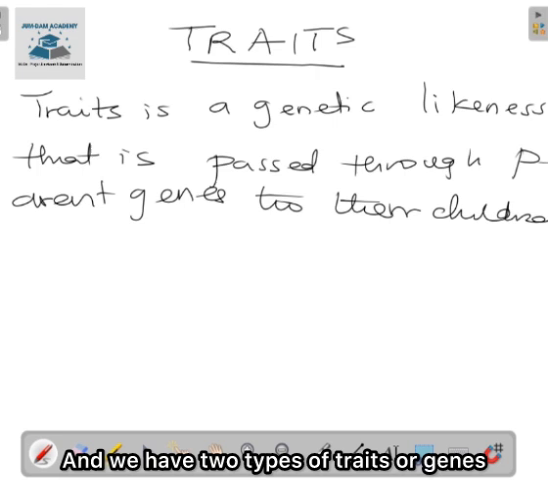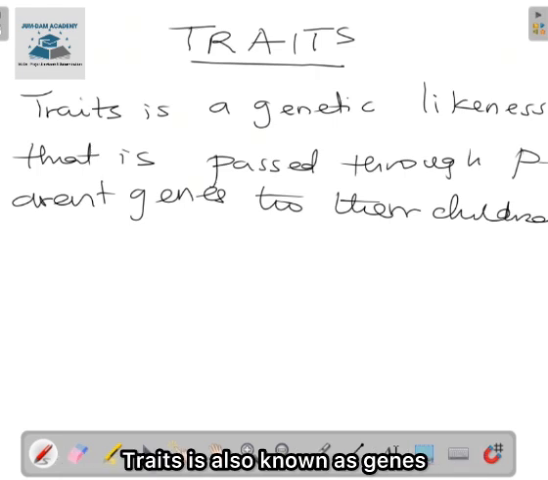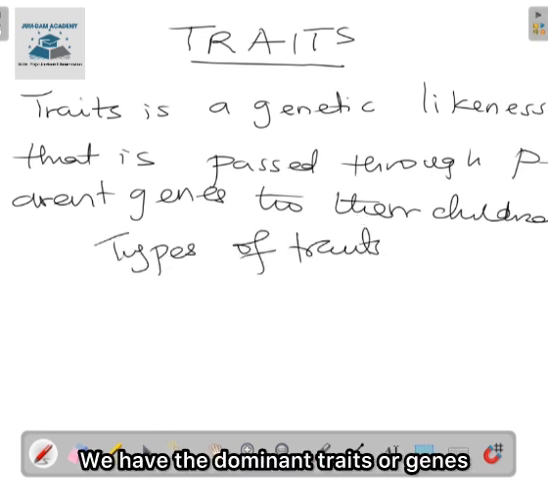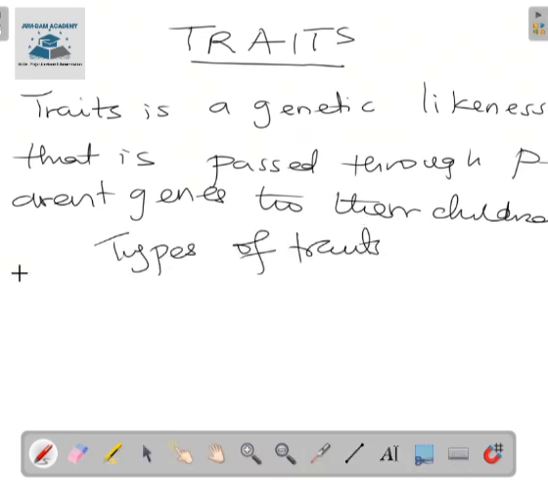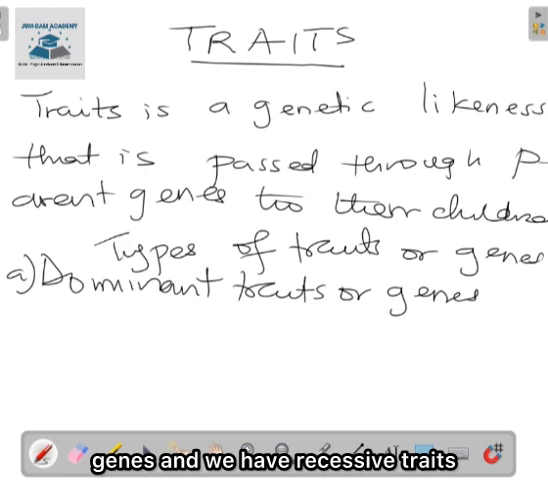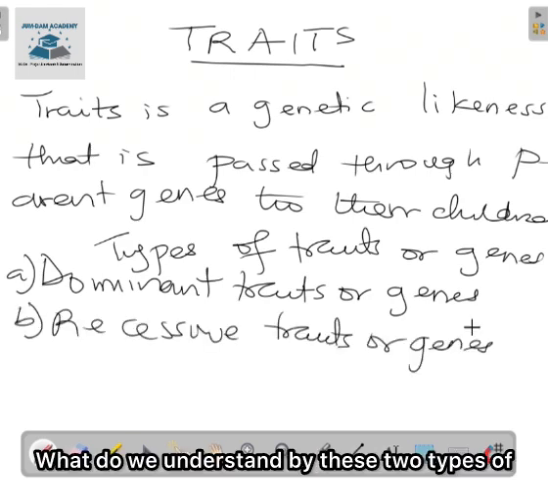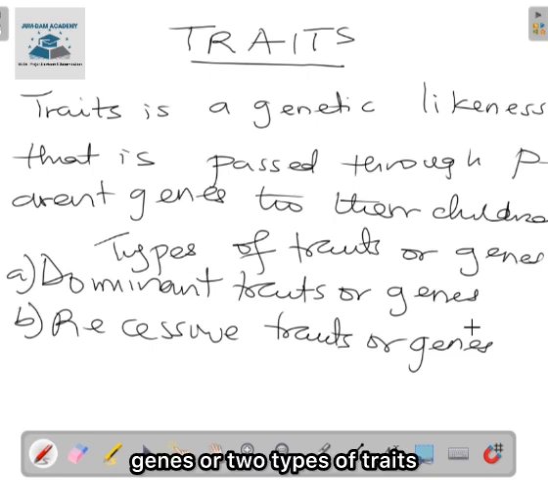And we have two types of traits or genes. Trait is also known as genes. We have the dominant traits or genes. We have recessive traits. What do we understand by these two types of genes or two types of traits?